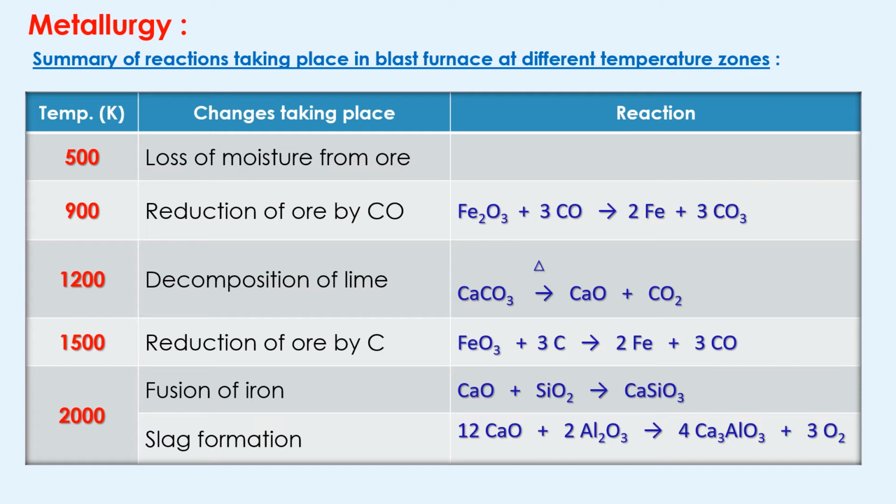At 1500 Kelvin the reduction of ore by carbon, that is Fe2O3 gets converted into Fe. Then at 2000 Kelvin there is a fusion of iron and slag formation. Means your calcium oxide reacts with the silica, you get calcium silicate. Similarly, calcium oxide reacts with the alumina, you get calcium aluminate plus oxygen is evolved.